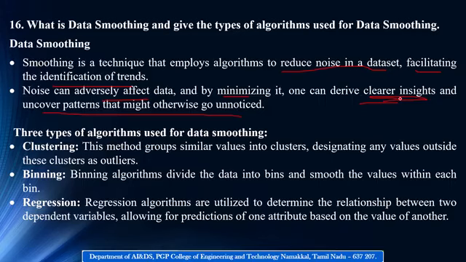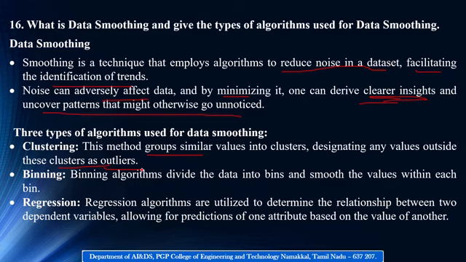Then, what are the algorithms available? There are three basic algorithms for data smoothing: clustering algorithms, binning algorithms, and regression. Clustering means you make the data into groups, grouping similar values into clusters, and designating any values outside these clusters as outliers. If any data is available outside the group, we say it is an outlier. Outlier is a very important word here: it is data that does not come under any group.